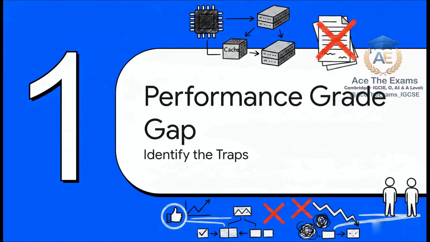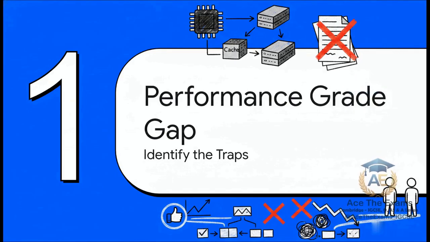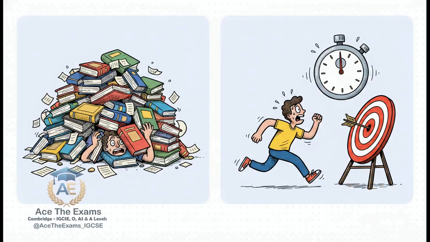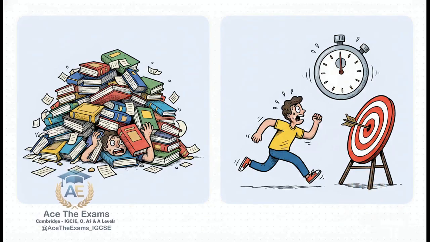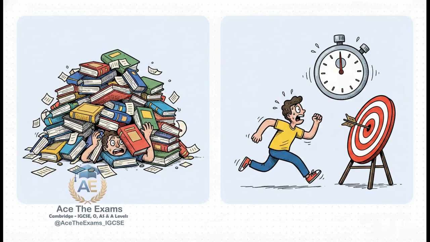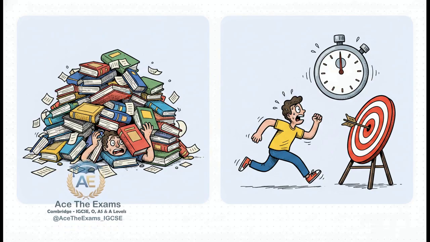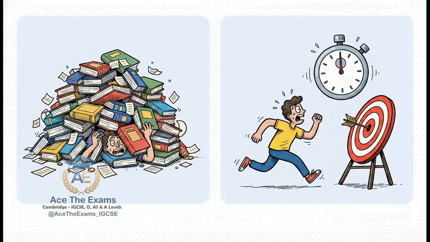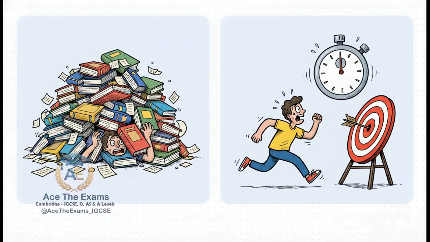All right, let's jump straight into section 1, the performance grade gap. We need to identify exactly where students are losing marks. When principal examiners sit down to mark thousands upon thousands of papers, they notice very clear patterns. The gap between a passing grade and a top-tier grade usually comes down to 2 distinct traps, and I want you to ask yourself which one of these you might be.